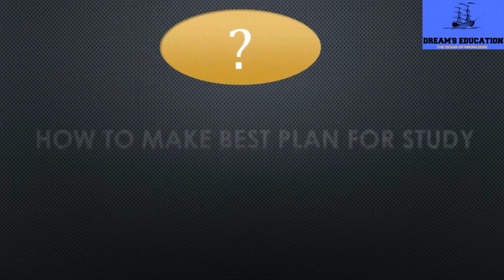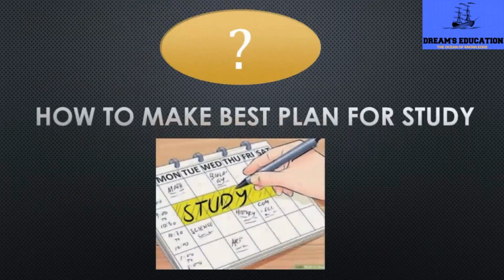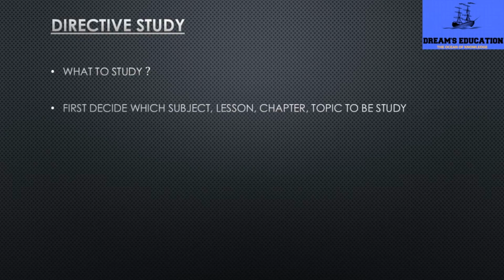There is a very big question mark for study, that is how to make the best plan for study. For any type of study, it should be a directive study. When students want to start a study, they start with the question what to study. They are confused within a chapter or which subject they have to study first for that time. So friends, first we have to decide which subject, lesson, chapter or topic we have to study, for which we have to do a plan.